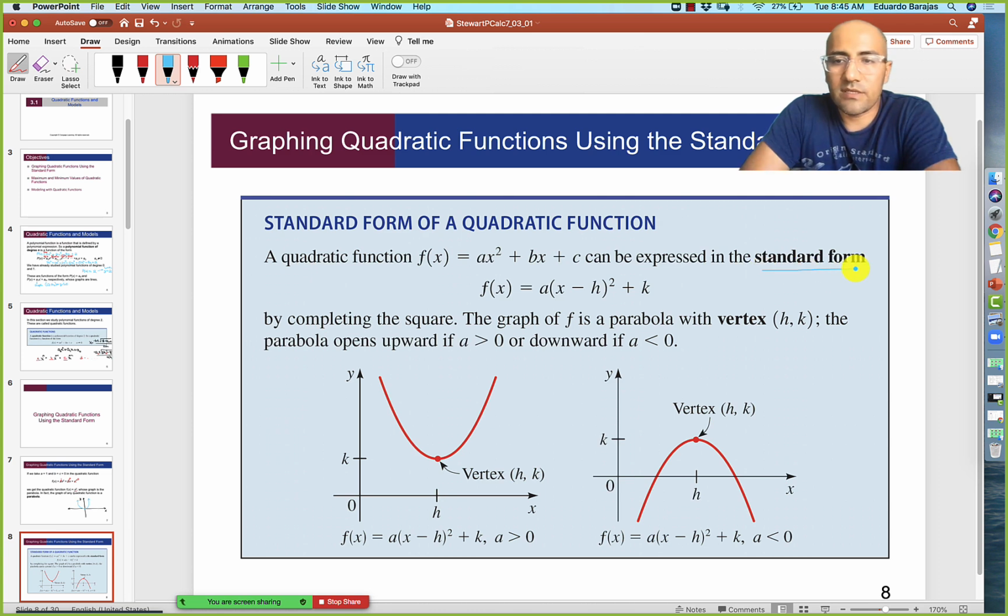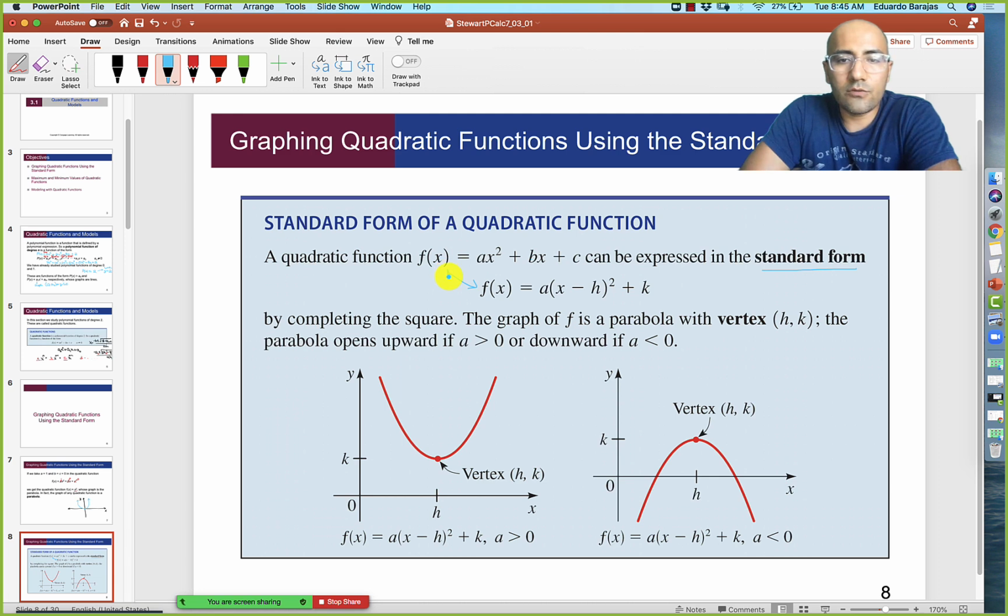Okay, so now we're going to look at something called the standard form, also known as the vertex form. The standard form of a quadratic looks like this: f of x equals a(x minus h) to the power of 2 plus k, where this is equivalent to that, right? This is an important thing people confuse. These two things are equivalent to each other.